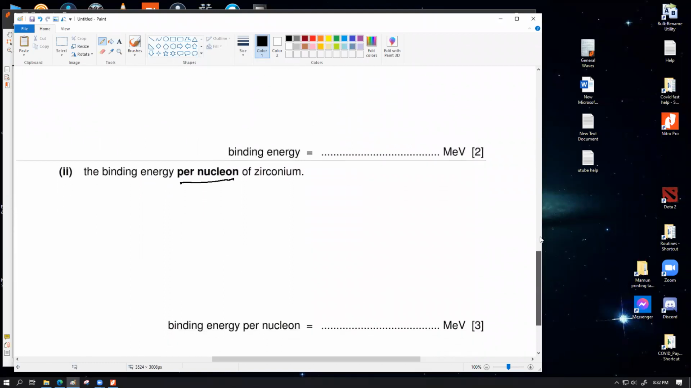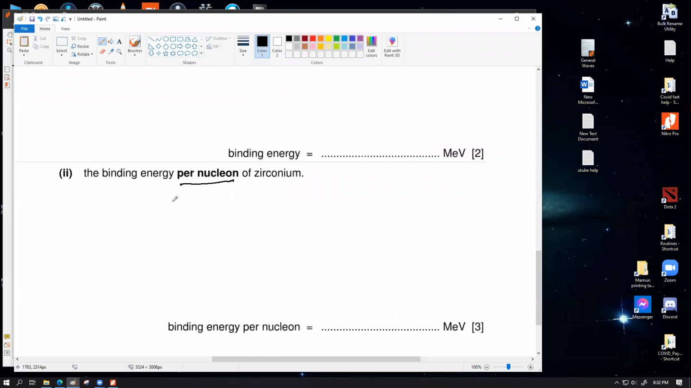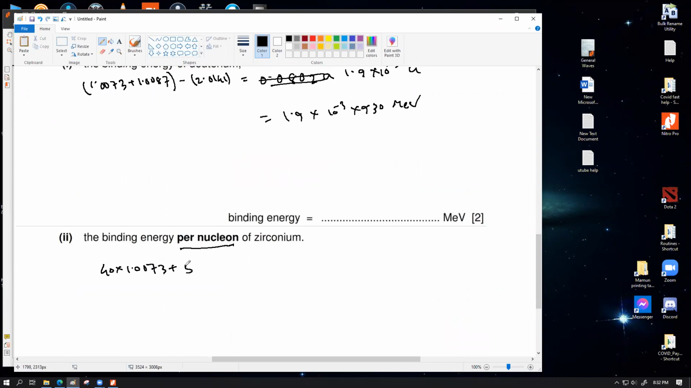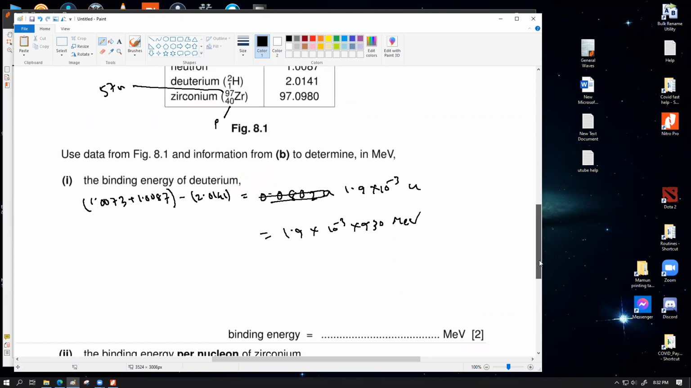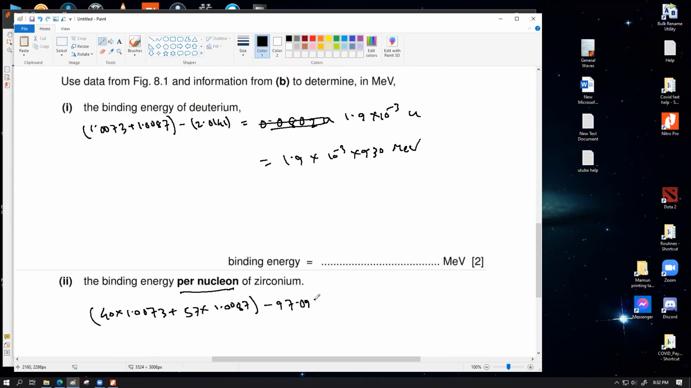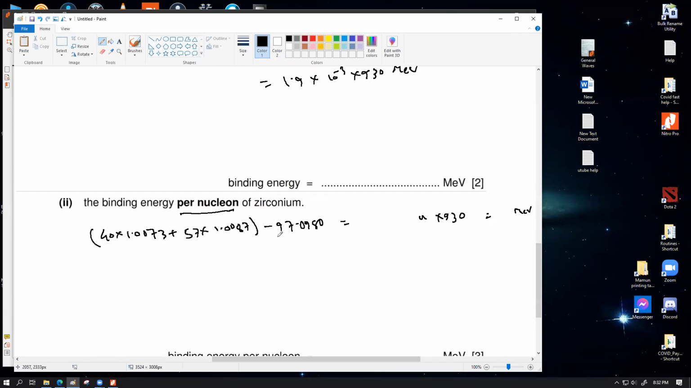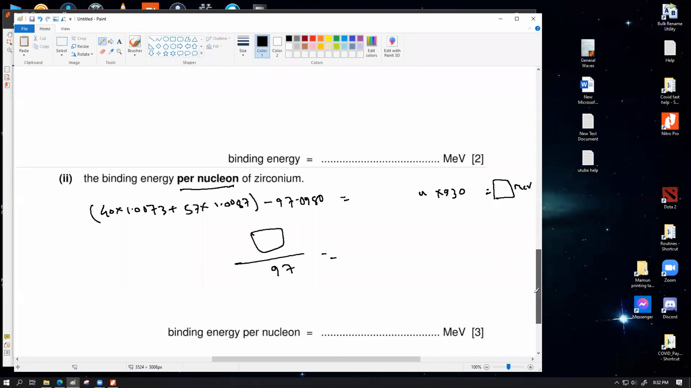So the calculation would pretty much look the same, but because they have asked for per nucleon, at last we have to divide it by 97 as well. So the whole calculation can look like this. 40 into 1.0073 plus 57 into 1.0087. This is the total supposed-to-be mass, minus the actual mass that is measured, 97.0980. If you do this, you are going to get the answer in U, and multiply that by 930 to get it into megaelectron volt. This is the binding energy, but that's not the asked question. The asked question is the binding energy per nucleon. So whatever you get from here has to be divided by 97. That gives you the binding energy per nucleon, and that's why we have 2 marks over here and 3 marks over here, because for this question you have to do a last division. So be careful about that.